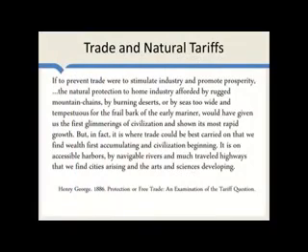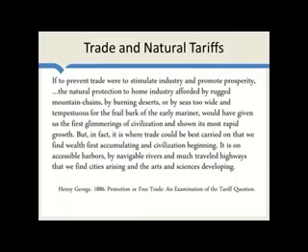Here's Henry George, a famous 19th century proponent of free trade. Echoing a statement I quoted earlier from Adam Smith, Henry George says, "If to prevent trade were to stimulate industry and promote prosperity, then the natural protection to home industry offered by rugged mountain chains, by burning deserts, or by seas too wide and tempestuous for the frail bark of the early mariner would have given us the first glimmerings of civilization and shown its most rapid growth.